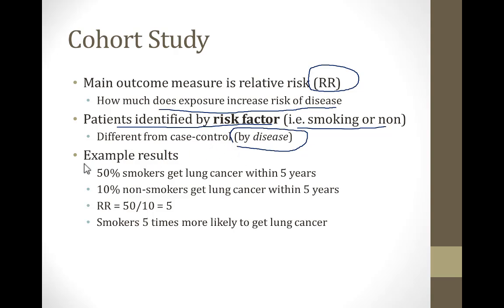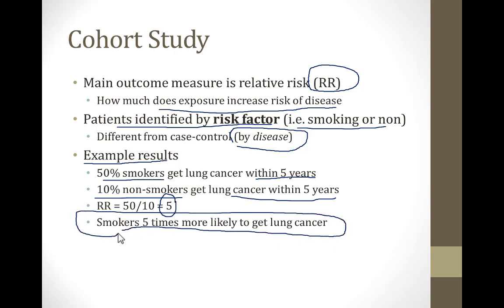So here's an example of the results you might get from a cohort study. You might find that 50% of smokers get lung cancer within 5 years, that 10% of non-smokers get lung cancer within 5 years. This would give you a risk ratio of 50 divided by 10 or 5. And this means that smokers are 5 times more likely to get lung cancer than non-smokers.